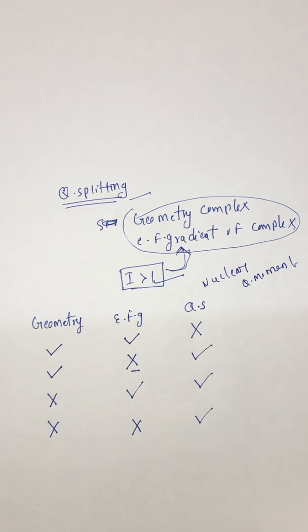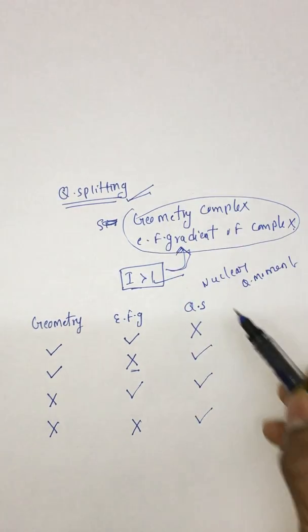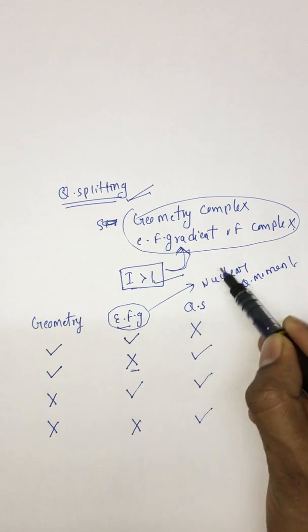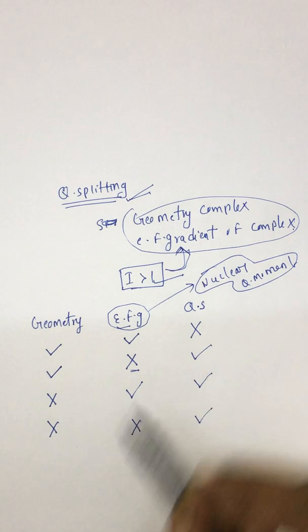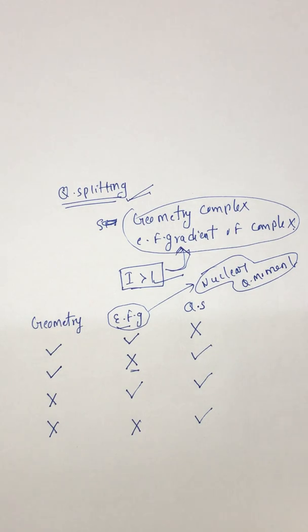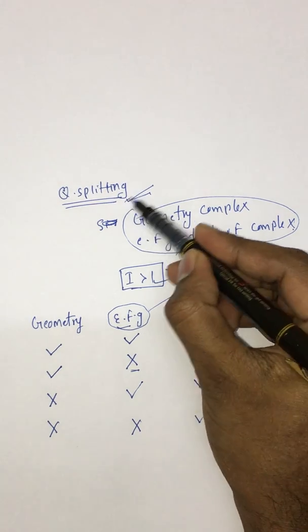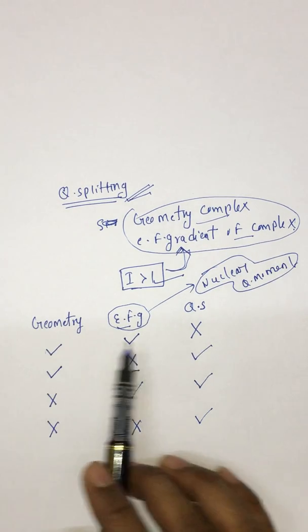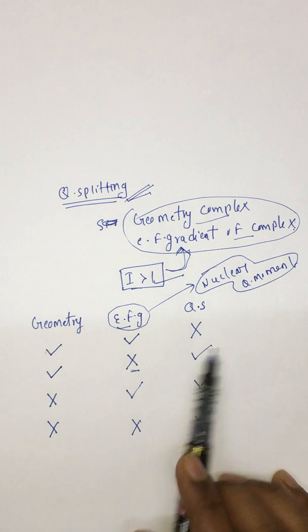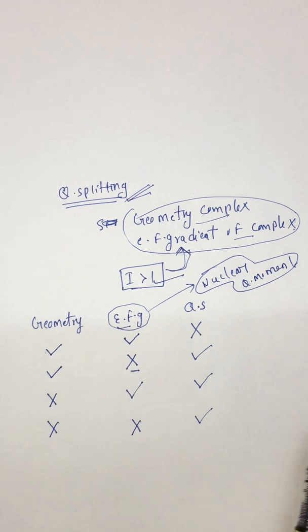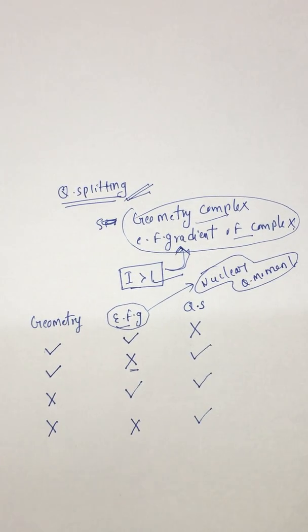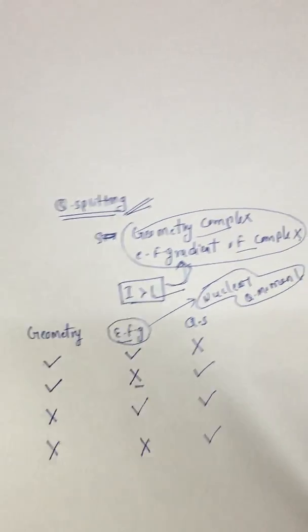So quadrupole splitting is due to the interaction of the electric field gradient with the nuclear quadrupole moment. Further, it depends upon the geometry of the complex and the electric field gradient of the complex. If both are symmetric, we will not see quadrupole splitting. If any one or both are unsymmetric, we will see quadrupole splitting. Now we'll take a few examples and see how we will see the quadrupole splitting in those examples.